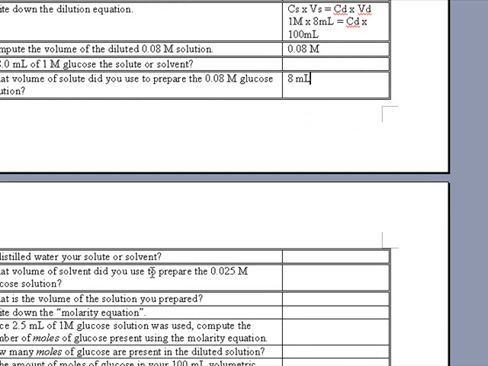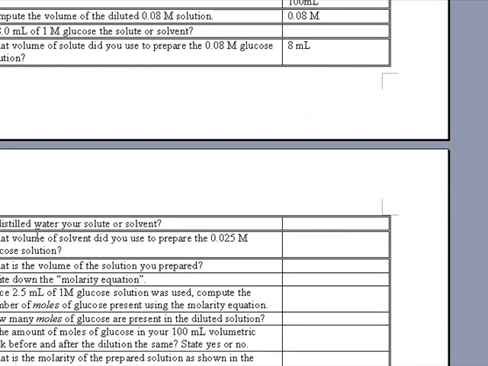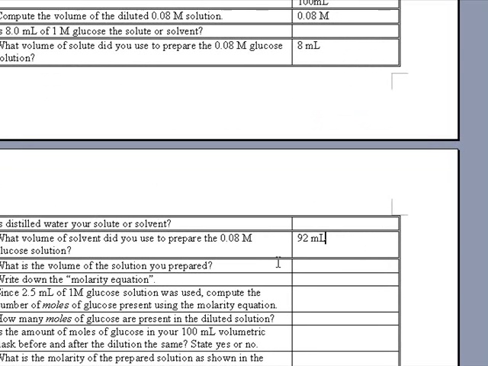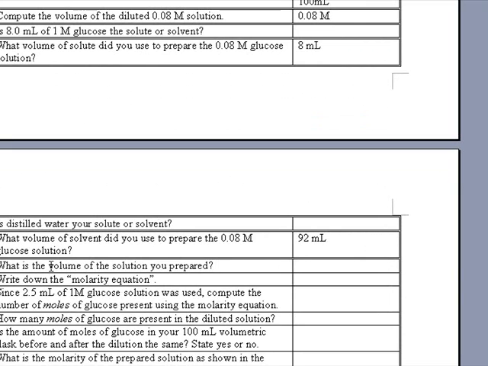And then, is distilled water your solute or a solvent? I'll let you answer that. What volume of solvent did you use to prepare the 0.08 m glucose solution? Well, I used 92 milliliters of water to make it for a total of 100 milliliters. What is the volume of the solution we prepared? Well, that's a total of 100 milliliters. Write down the molarity equation.